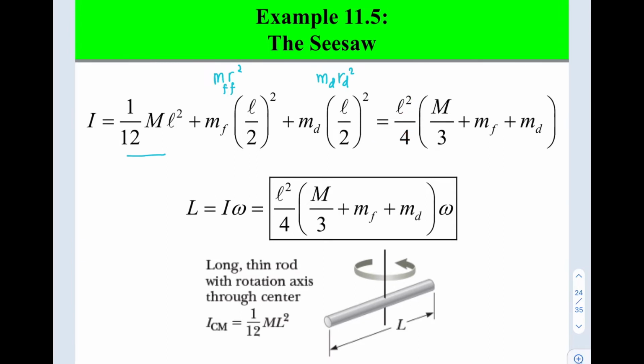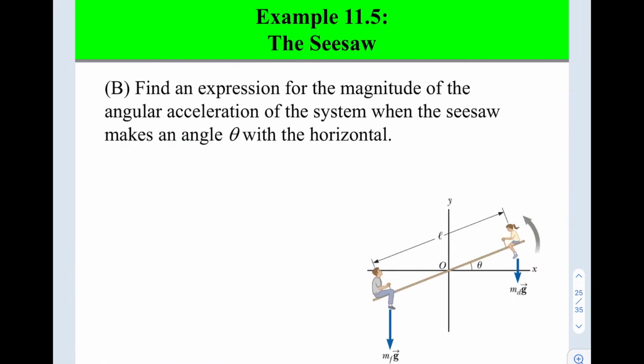Summing all of this, you will get L squared over 4 times (M over 3 plus M father plus M daughter). As we know, angular momentum is equivalent to I omega, so I, this one here, times omega. This is the term for the angular momentum of the system.